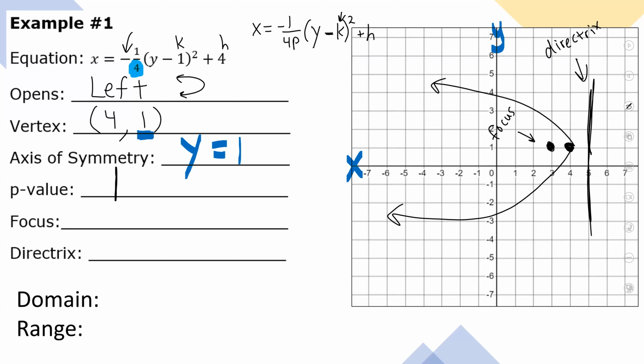And let's see the location. The focus is here at 3, 1. So my focus is 3, 1. And the directrix, what axis did I cross? Yep, where did I cross the x-axis? At 5. So my directrix is x equals 5.